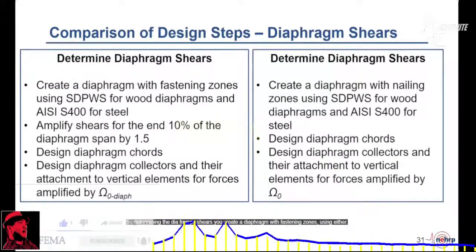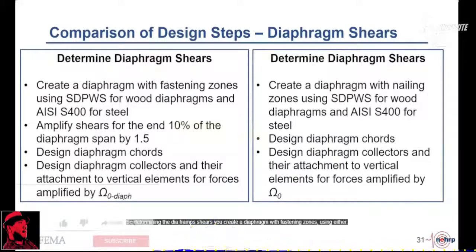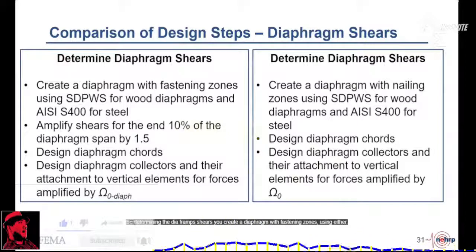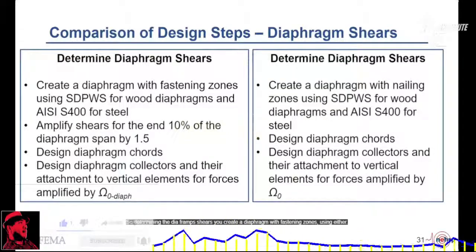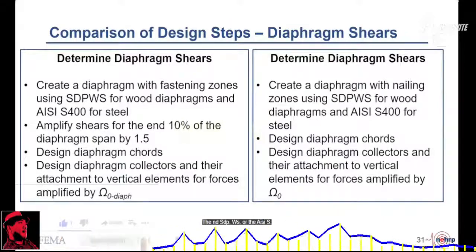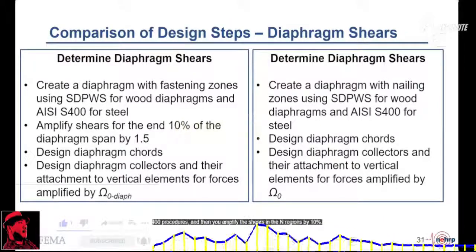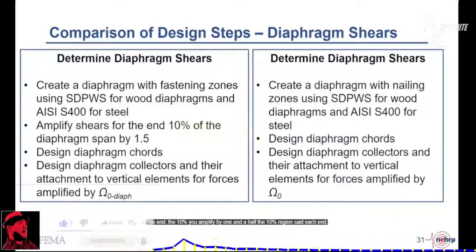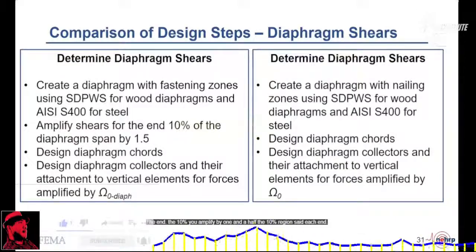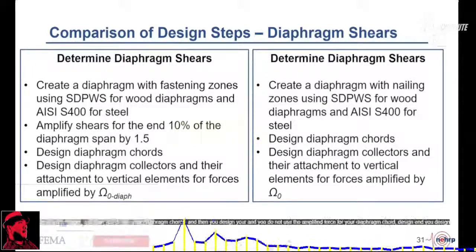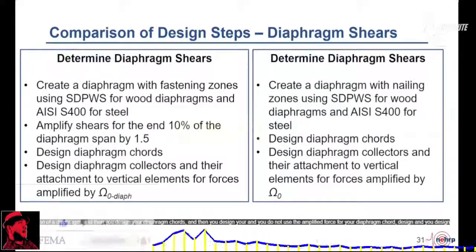So determining the diaphragm shears, you create a diaphragm with fastening zones using either the NDS SDPWS or the AISI S400 procedures, and then you amplify the shears in the end regions by 10%. The 10% regions at each end of the diaphragm, you amplify by 1.5.